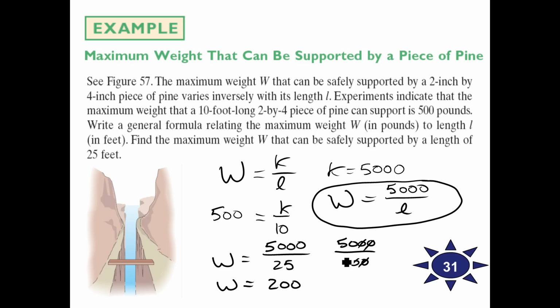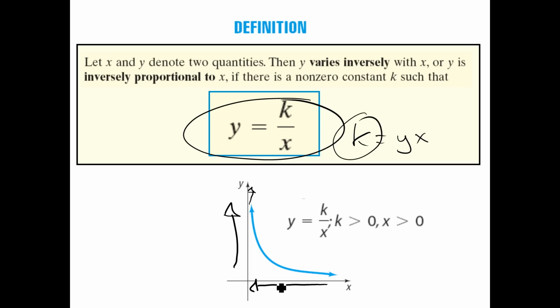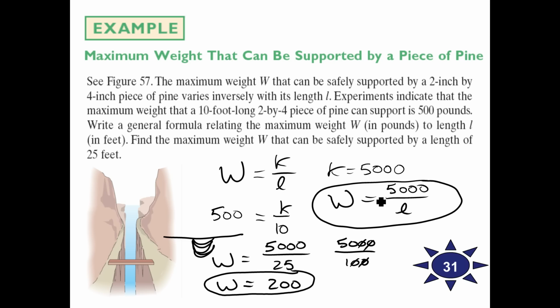So if you have a 25-foot long piece of pine, you can support 200 pounds. And if you have a 10-foot long piece of pine, you can support 500 pounds, which makes sense. If you have a much longer board, it's going to have a lot more stress in the middle as you walk on it. That's what we said on the last slide. As one goes up, the other goes down. As the length went up, the weight it could support went down. All right, now that you've seen that one, see if you can do problem 31.